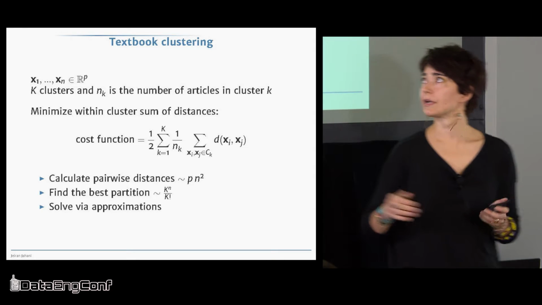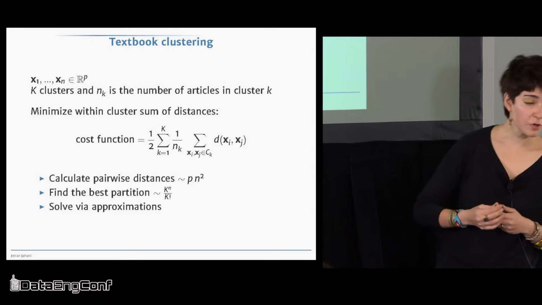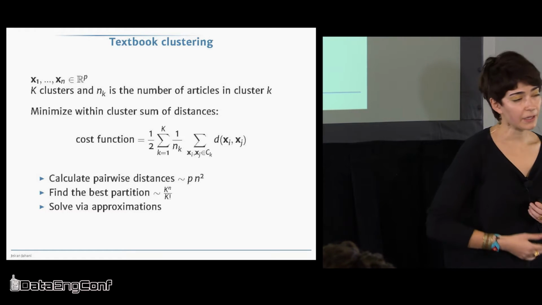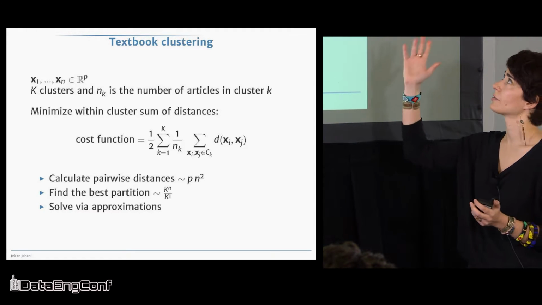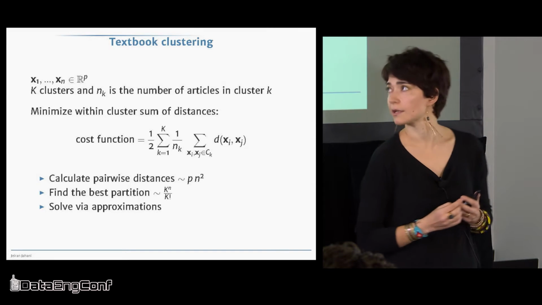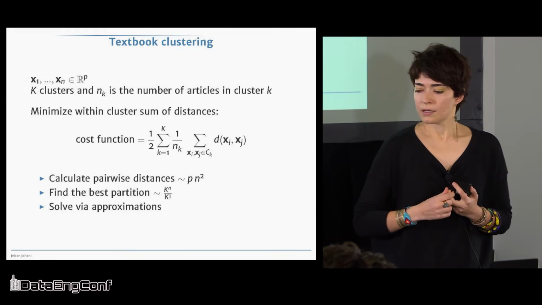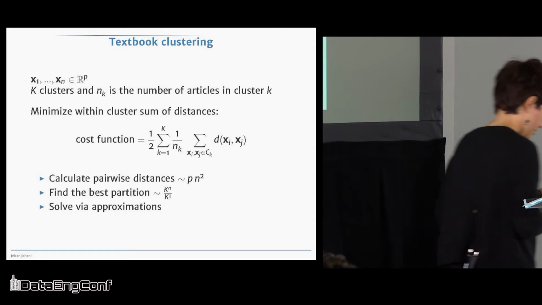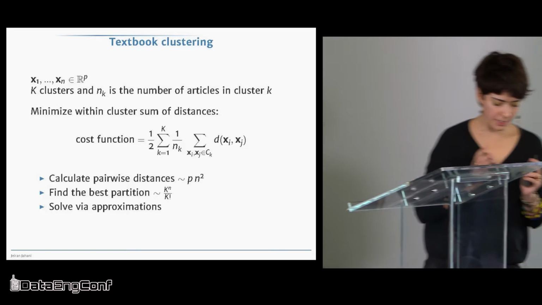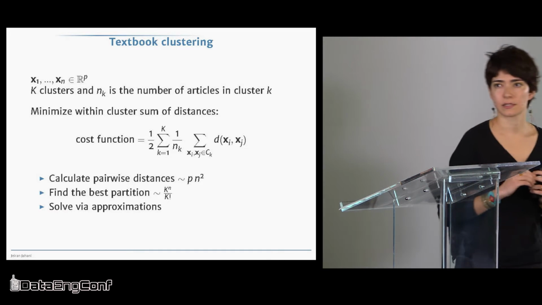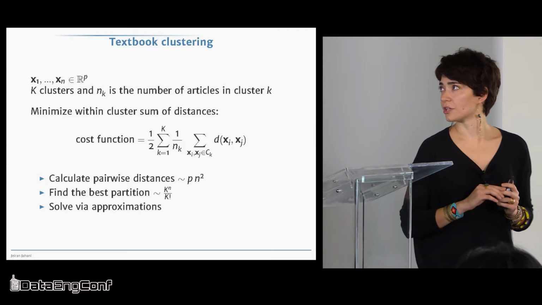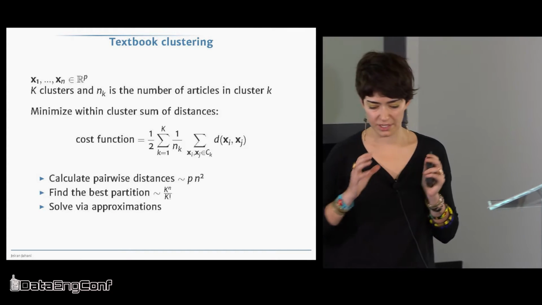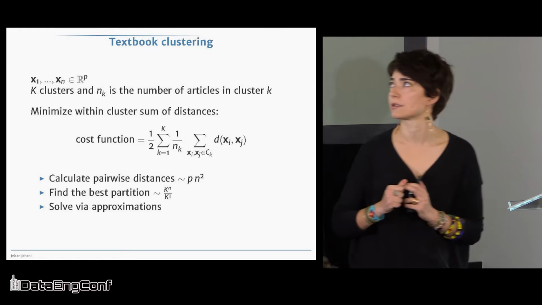The textbook clustering algorithm: you have n points in a p-dimensional feature space. You want to come up with k clusters, and each cluster, cluster k, has, let's say, n_k documents in it, or objects in it. The cost function that you're minimizing in that situation is the within cluster sum of distances. So given that you want to partition everything into k clusters, you want to come up with the partition that minimizes the within cluster sum of distances.